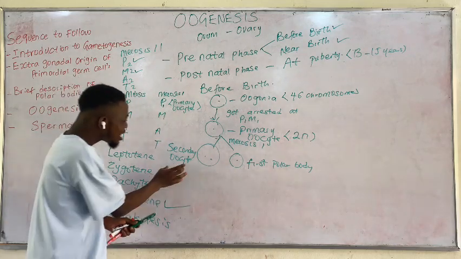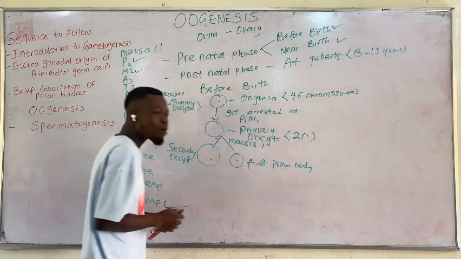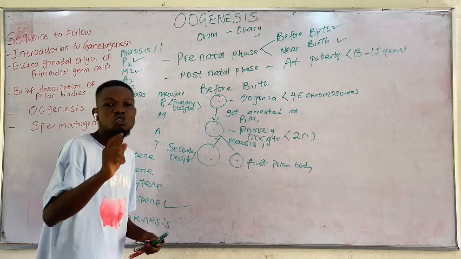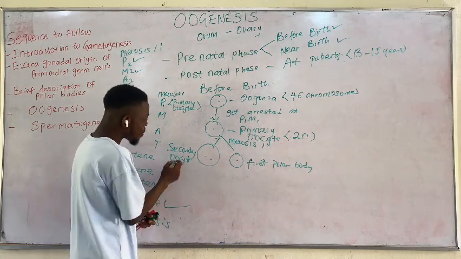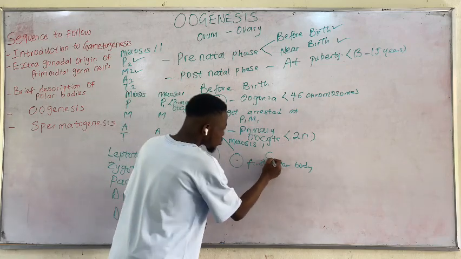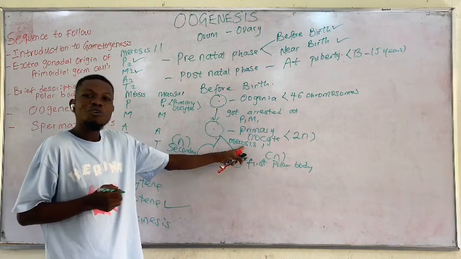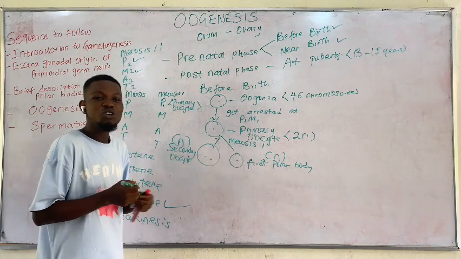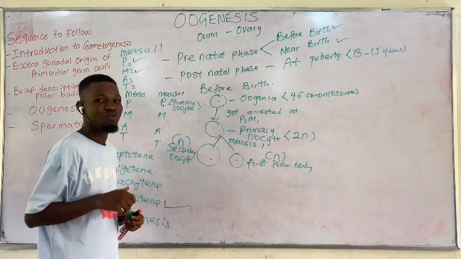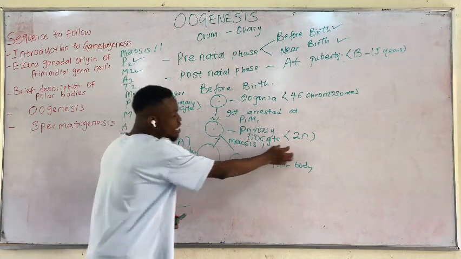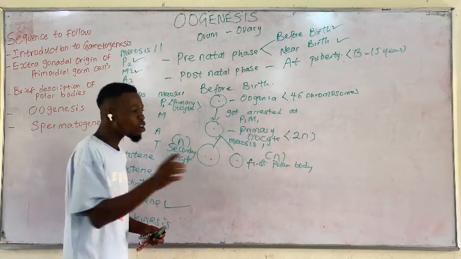Now, please don't forget, this secondary oocyte and the first polar body are haploid chromosomal structures. It means that they are represented by what? N. This one is also what? N. Why? Because they undergo meiosis. Do you get now? Meiosis means reduction division. So it has become reduced from 2N to N because of meiosis.